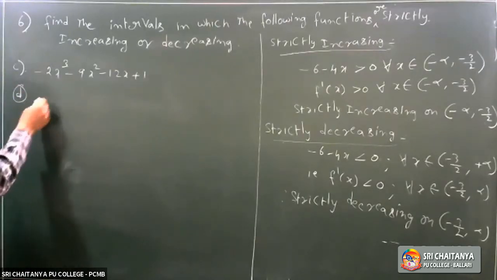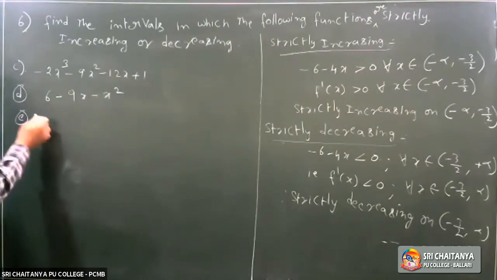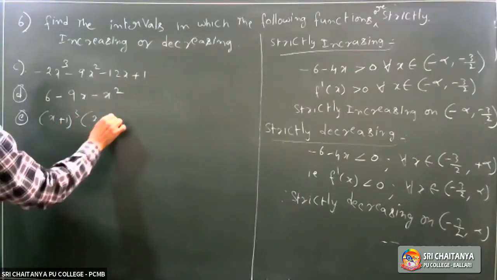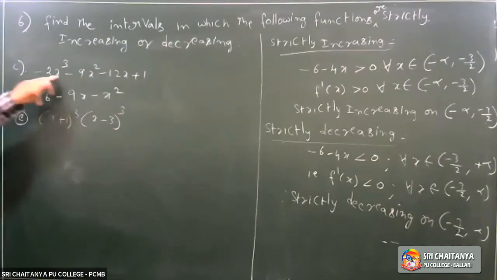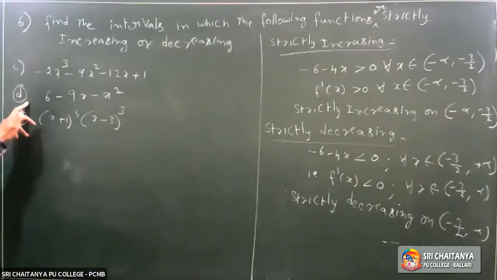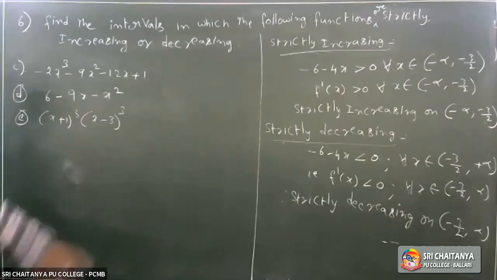I will give some problems as homework. Do them yourself. All are the same process. You can do these three problems as homework. It is minus 2x power 3 minus 9x square minus 12x plus 1. And the next, 6 minus 9x minus x square. And x plus 1 whole power 3 into x minus 3 whole power 3.